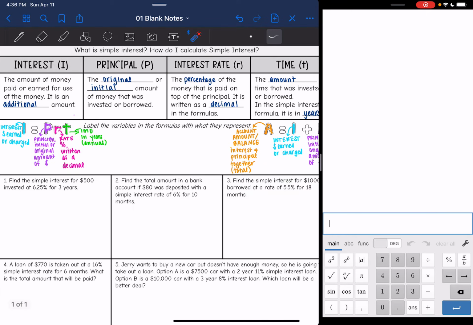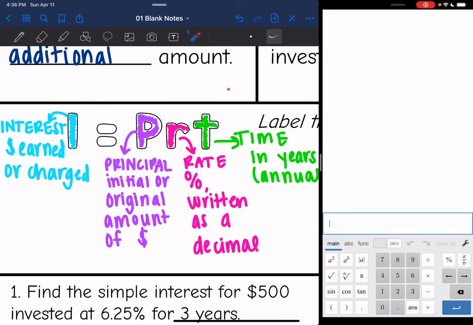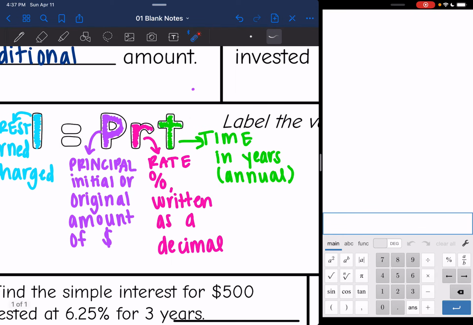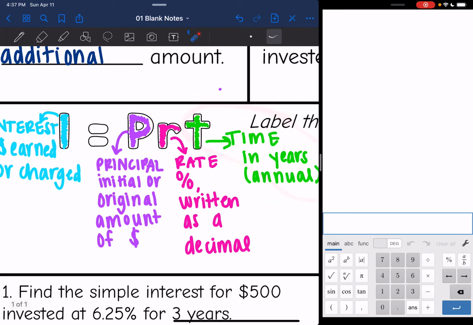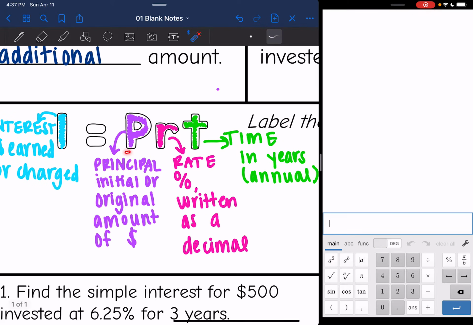Okay, so this is the simple interest formula right here. I equals PRT. I is the interest, that is the dollar amount earned or charged. P is the principal or the original initial amount of money. R is that rate. They're going to give it to you as a percentage. You have to change it to a decimal. And then T is time in years. So to find the interest, you will just do the principal times the rate times the time.